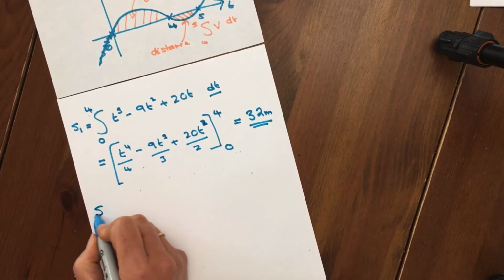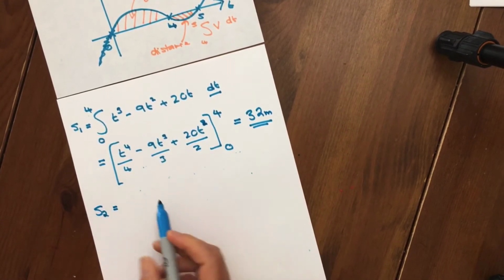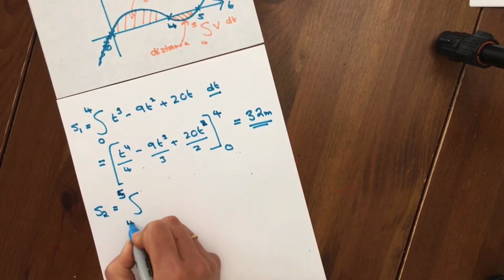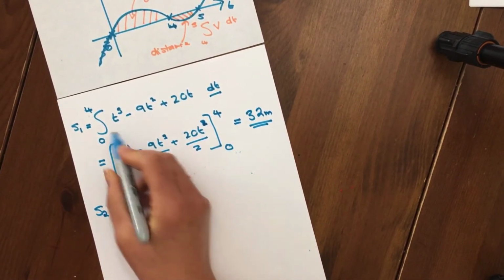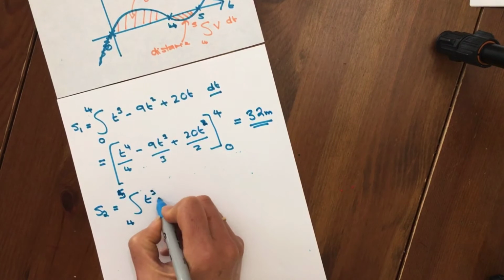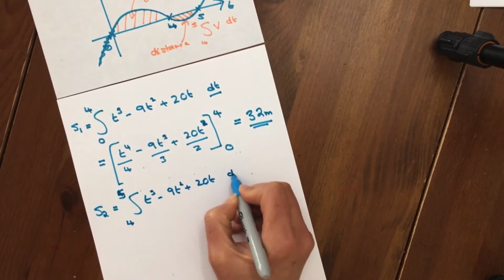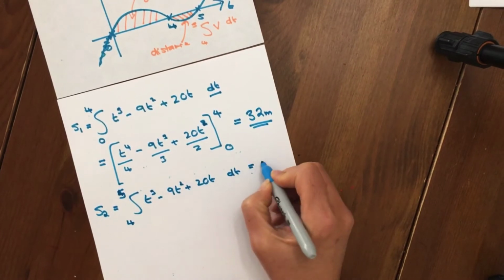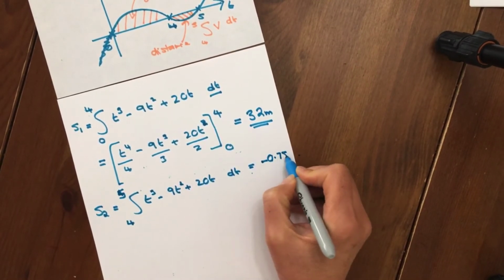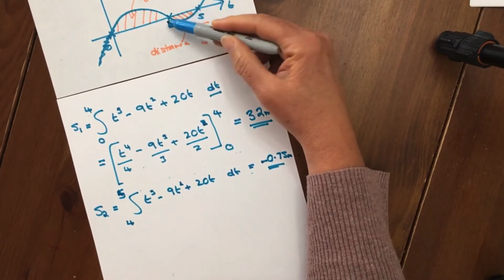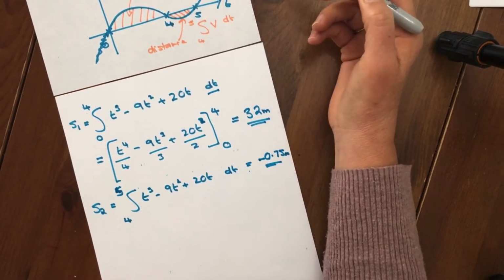Now if I do exactly the same, integrating velocity between 5 and 4, so exactly the same, integrate this formula here, which I've already done, I've already integrated it, between 5 and 4, I will now get this answer, 0.75 meters, which represents this distance. It's only negative because it's below the x-axis.